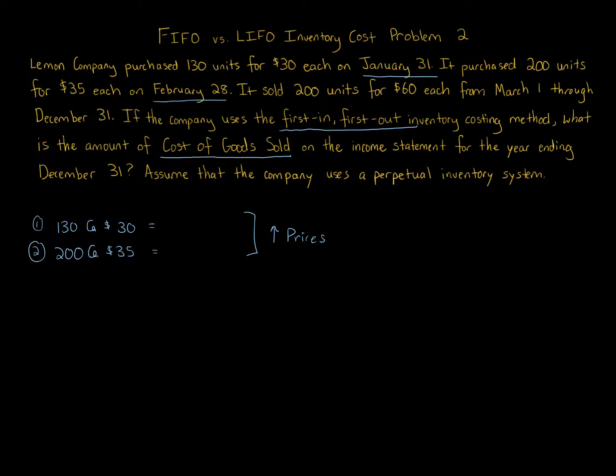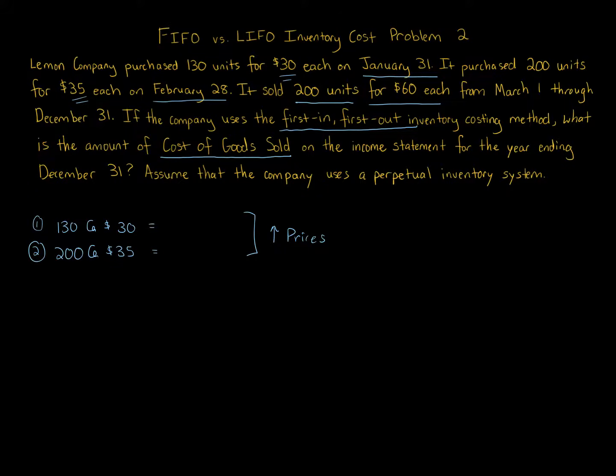All right. The question's asking for cost of goods sold. We're told company sold 200 units for $60 each from March 1st through December 31st. Now, the $60 each, that's a red herring. When it comes to cost of goods sold, we're just focusing not on the sales price, but the cost. That's the $30 each and the $35 each.